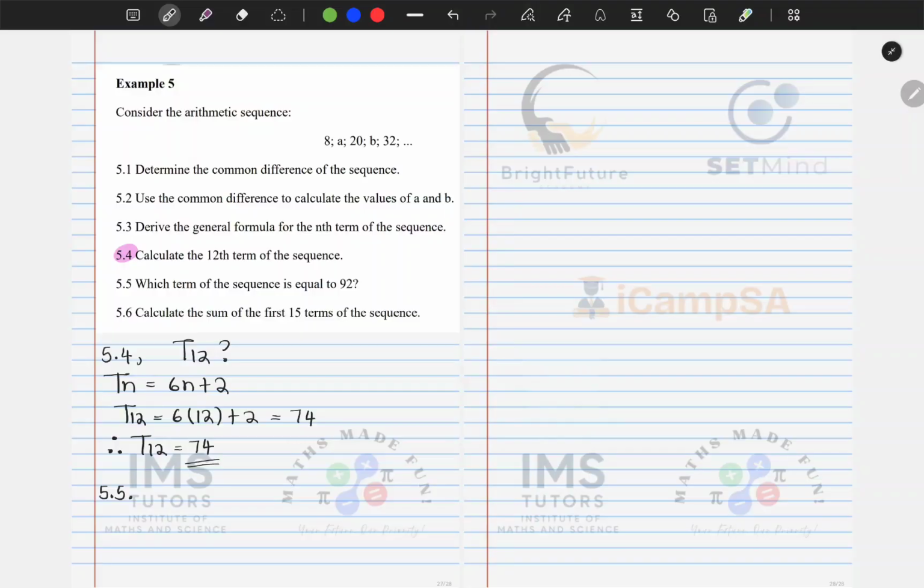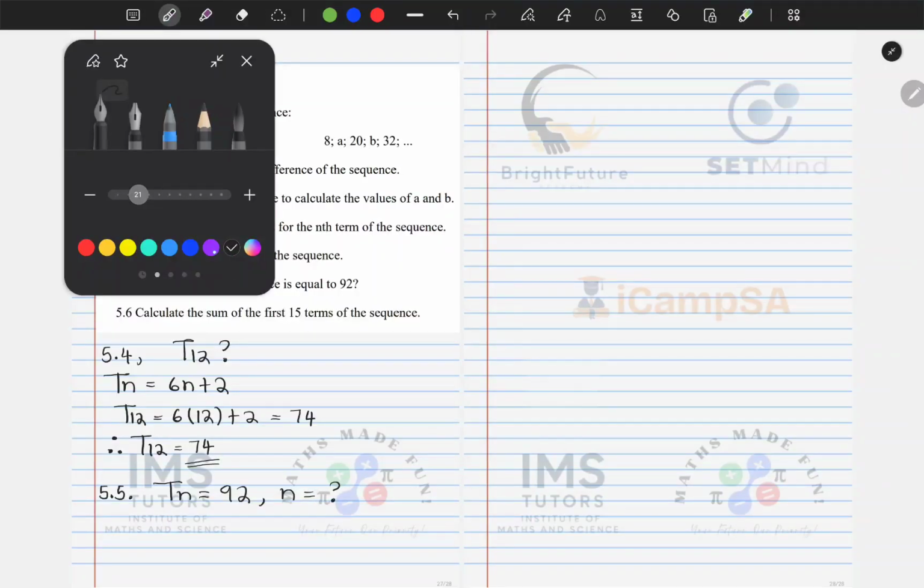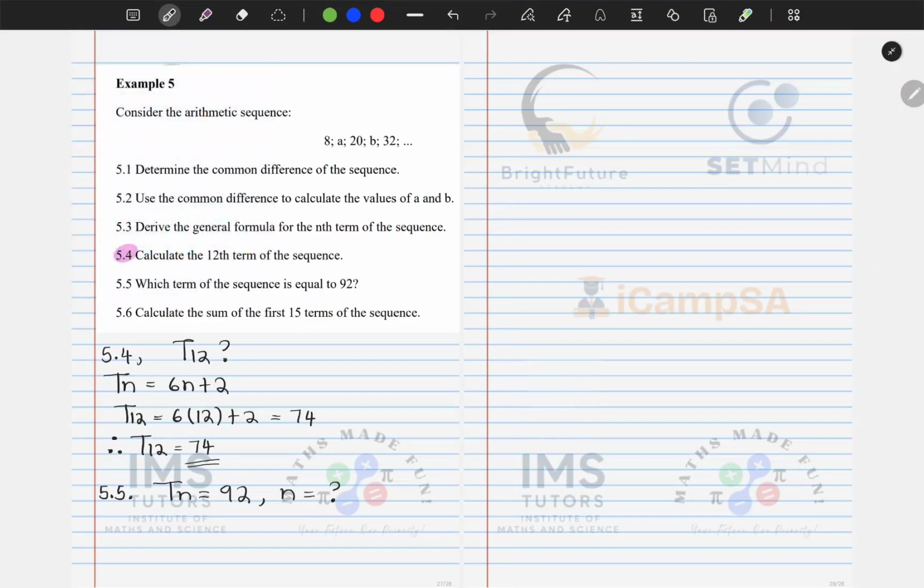So 5.5, we are asked which term of the sequence is equal to 92. So essentially, we have Tn equals 92. And now we need to figure out which n this is. So for this, we are going to use our equation. We are given that Tn is 6n plus 2, of which this will be equal to 92.